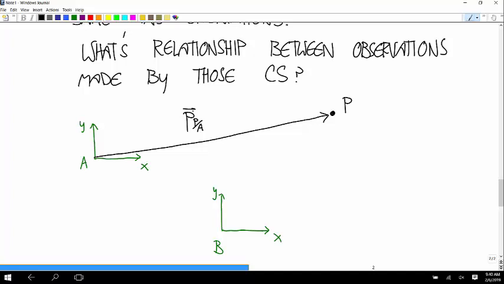No. You haven't, okay. So the idea is, what we're saying is the position of the thing in the top subscript, measured by the coordinate system in the bottom subscript. And we'll call that position of P relative to A. And then the position of P relative to B is this vector.